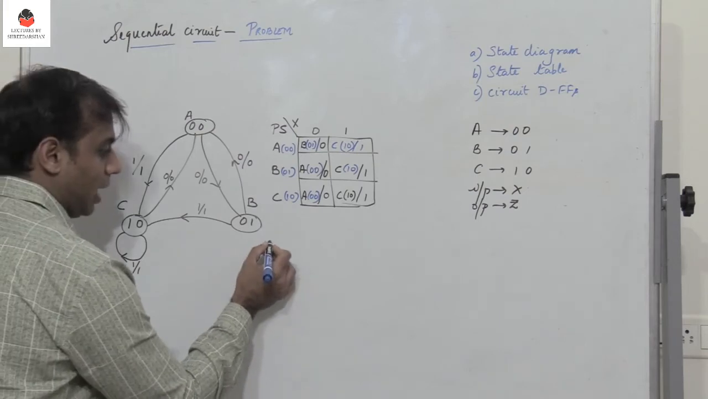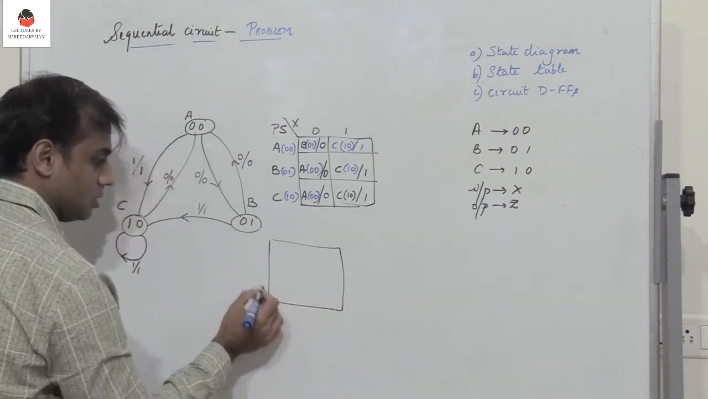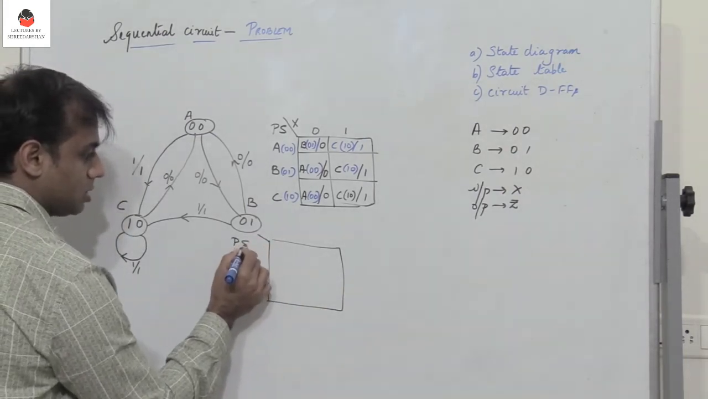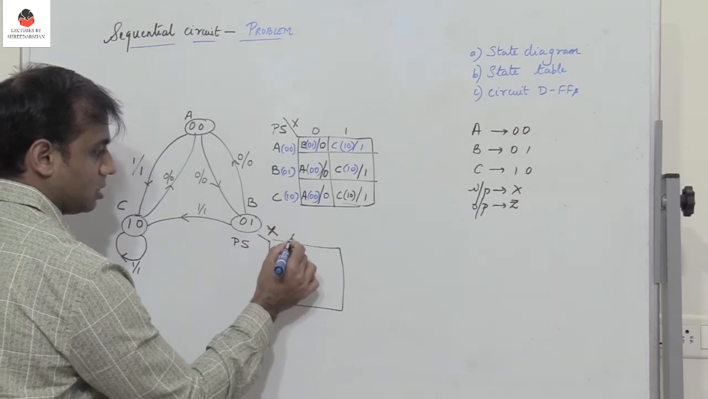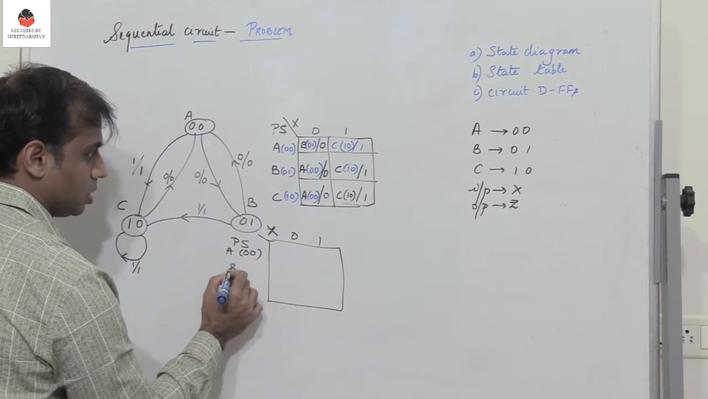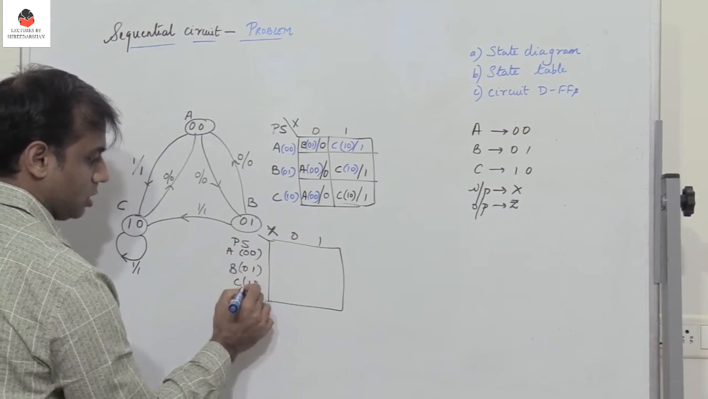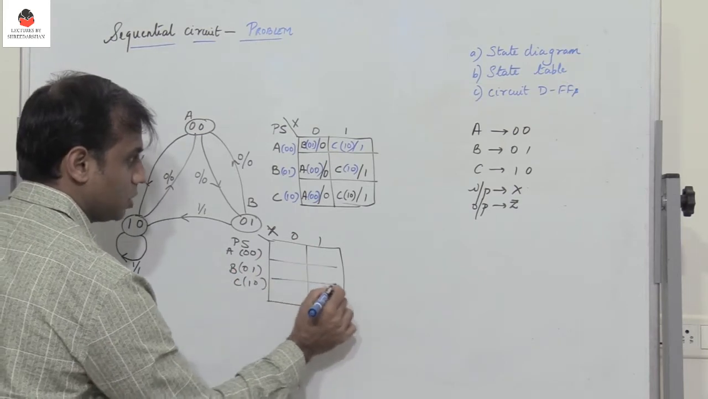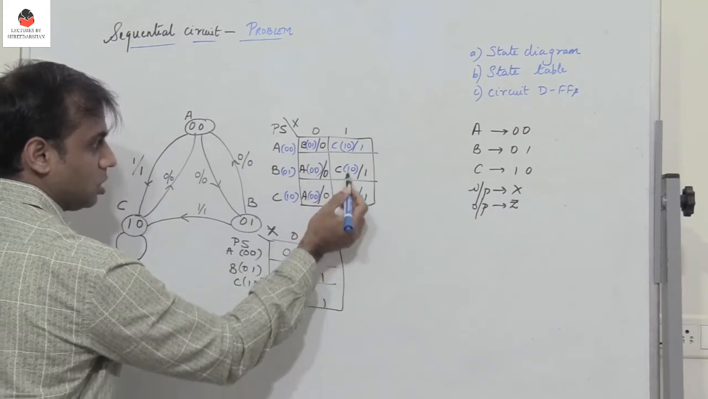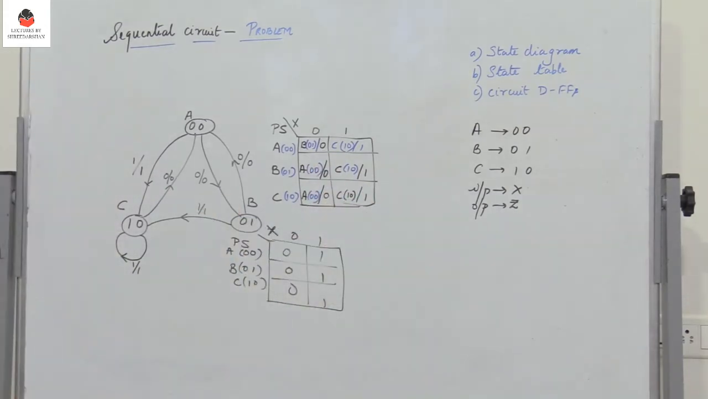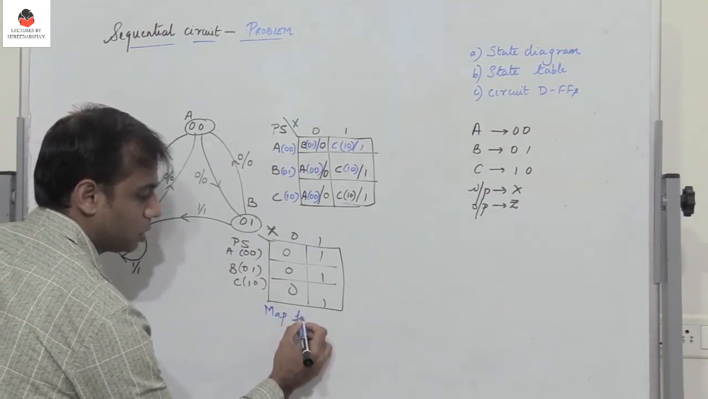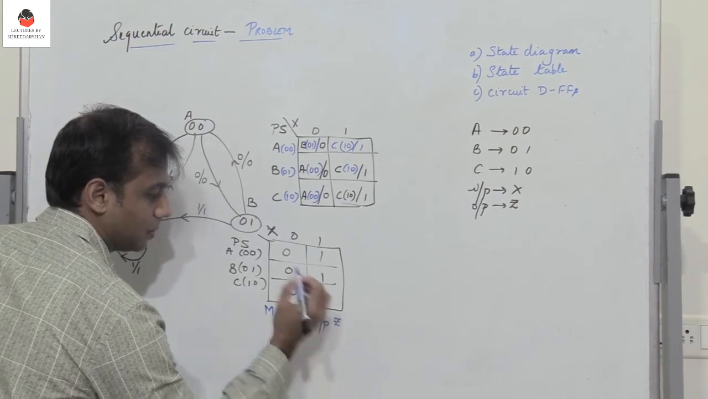So let's find out the map for the output Z. You have the present state and the input X, 0, 1. You have 0, 0, which is state A, B, which is 0, 1, and C, which is 1, 0. And what about the outputs? The outputs are 0, 0, 0, 1, 1, 1. Right? So this happens to be the mapping for the output Z.